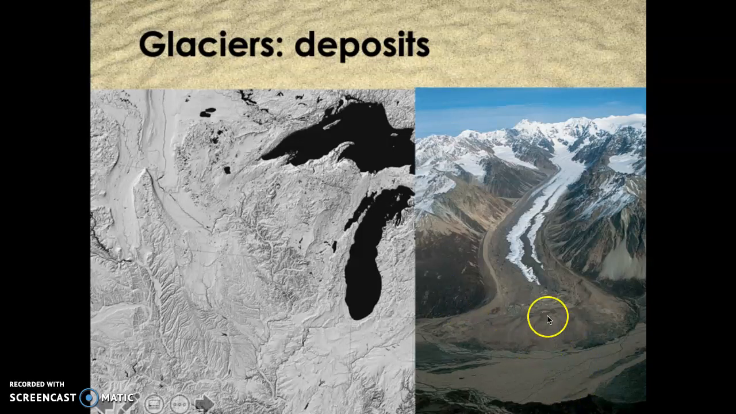So what do these deposits look like? Well, here's a mountain glacier. You can see the piles of material that were left at the front. This thing has been melting back.